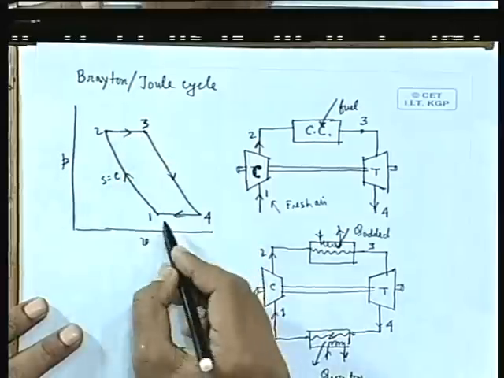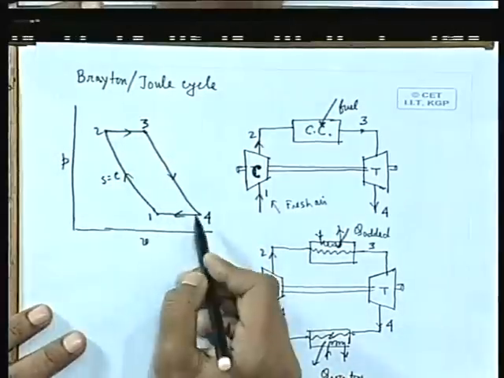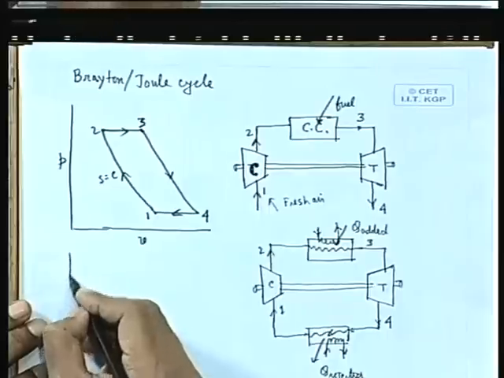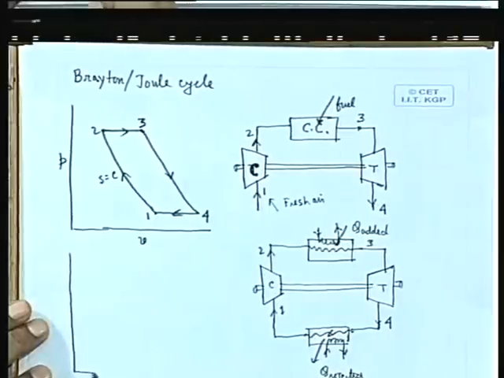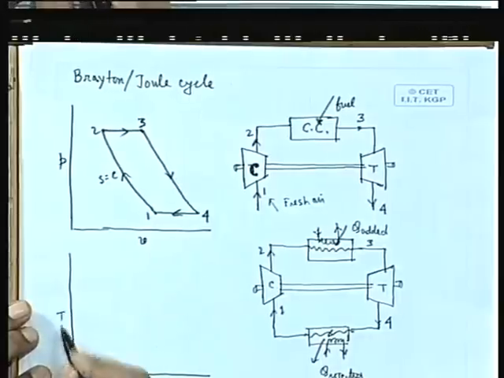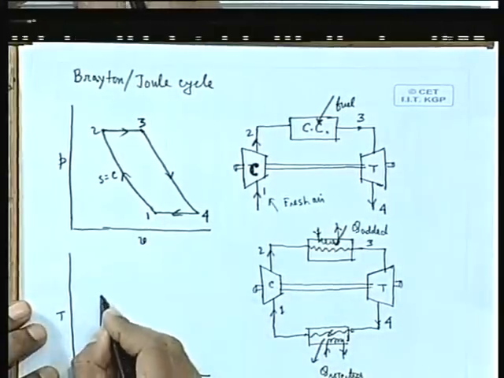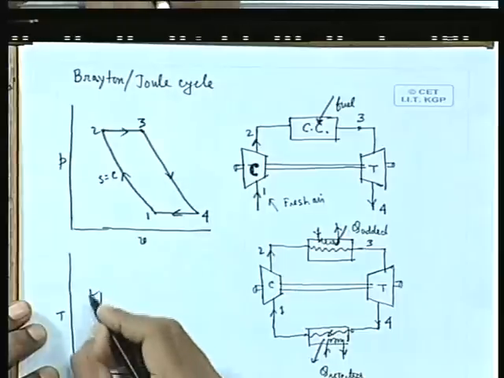This is a constant pressure process, this is a constant pressure process, and this constitutes a thermodynamic cycle in the PV plane. Similarly, if we draw this on a TS plane, that is the temperature-entropy plane, it looks like this. 1-2 is an isentropic process.